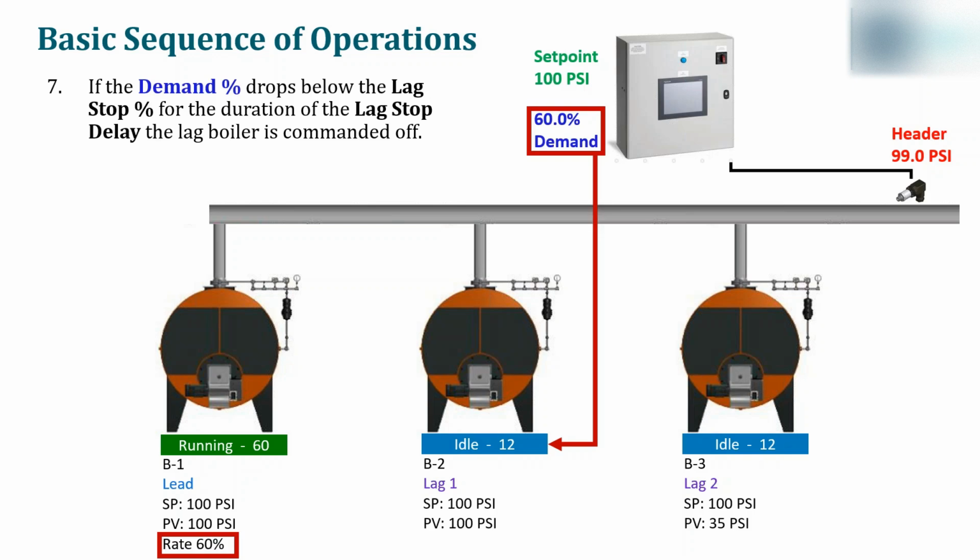Okay, so that's a basic sequence of operations for the master panel and how it handles changing header pressures and comparing it to the set point and then generating the demand number. So the percentage demand is a number that's going to be used throughout the presentation today to determine how you set up different settings for how basically you turn on each lag boiler.